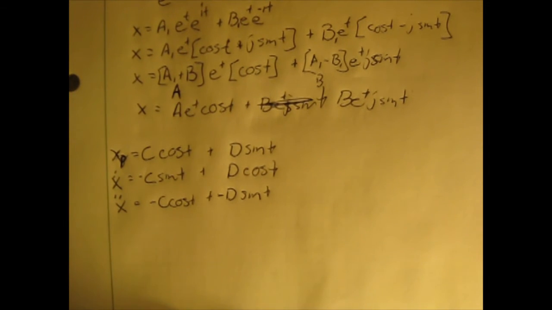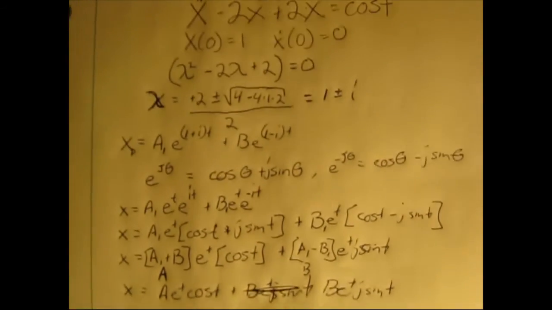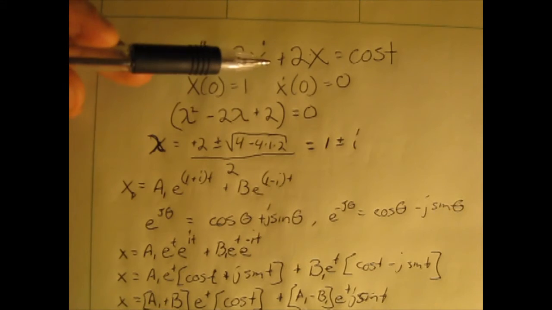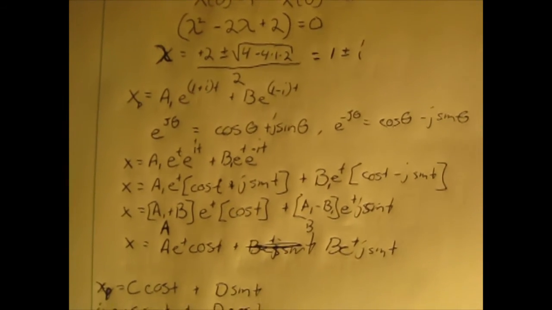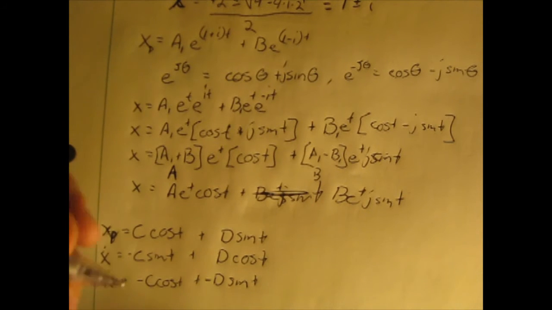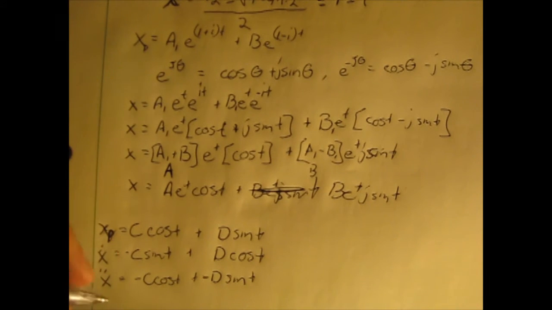Now we just need to plug these back into this original equation, x double dot minus 2x dot plus x equals cosine t. So we'll plug these in. We'll do our double dot first. It has a coefficient of 1, so we can just go ahead and write the equation down.